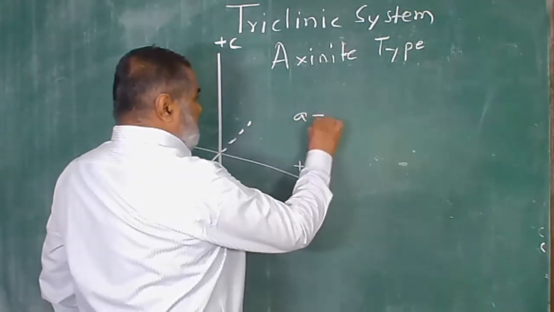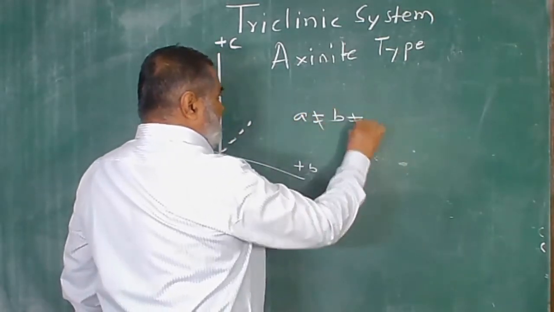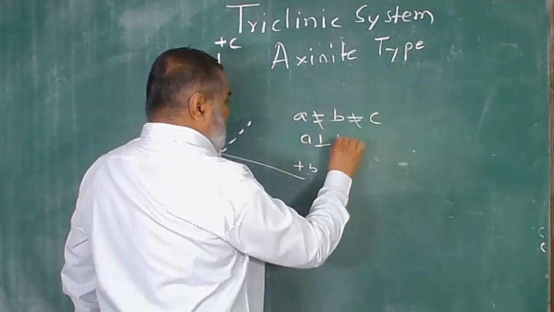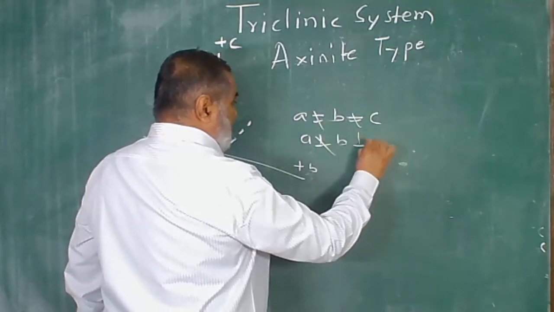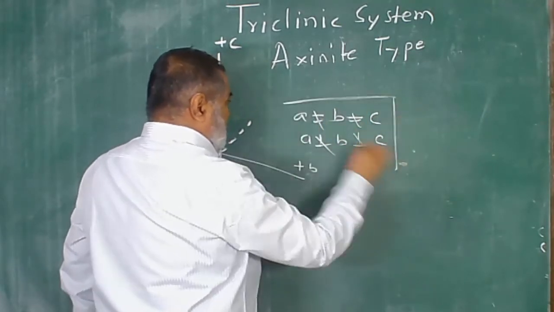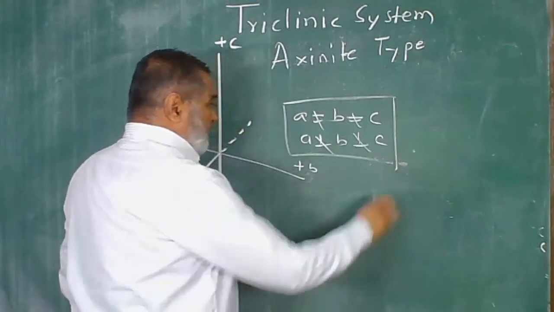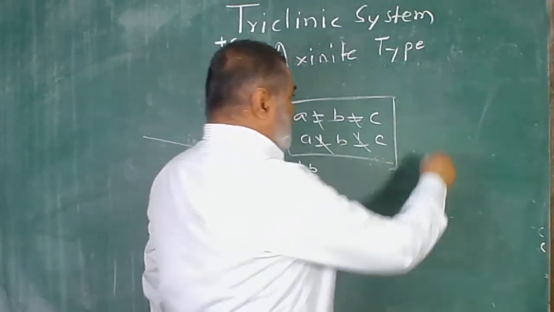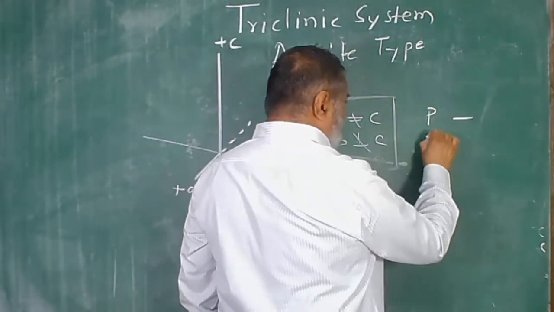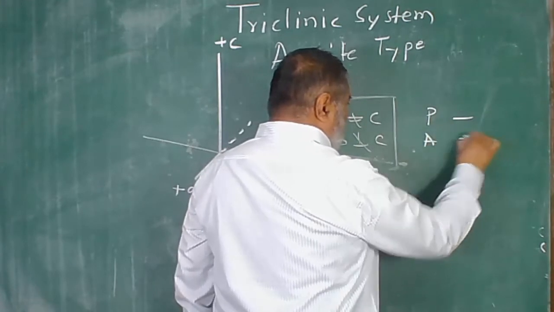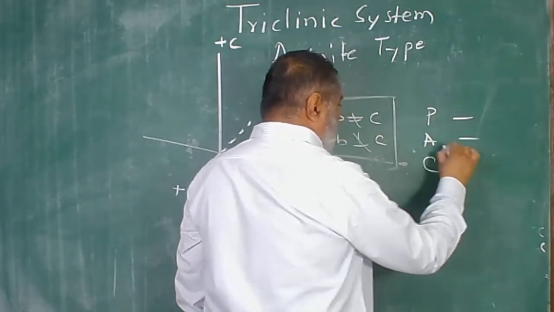A is not equal to B, B is not equal to C, A is not perpendicular to B, and B is not perpendicular to C. This is the relation, and due to that, in the plane of symmetry we don't have any plane. Axis of symmetry, we don't have any axis of symmetry, only the center of symmetry is present.